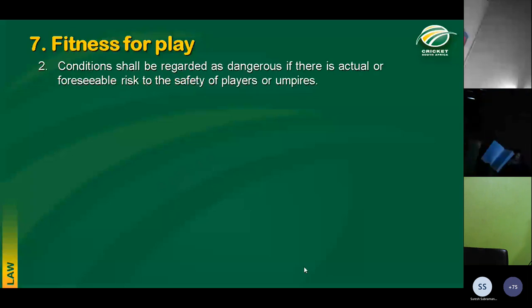So let's get to the definition as per the law of what dangerous or unreasonable is. Let's start with dangerous. The law tells us that the two umpires shall regard conditions to be dangerous if there is actual or foreseeable risk to the safety of players or the umpires, or I can include the ground staff here as well. Example of this, if there is lightning around, that is an example of an actual safety risk. In those conditions, if you feel you need to leave the field of play, that is seen as dangerous, and you are then allowed to suspend play.